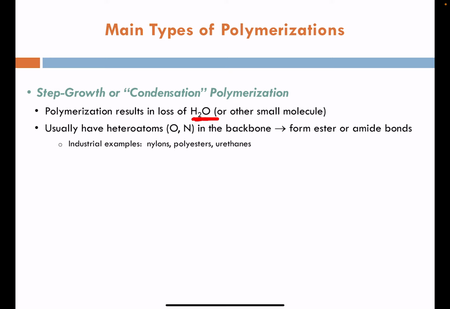What we usually see here is, in order to have the reactivity to eliminate small molecules like those listed, we tend to have heteroatoms, that is to say oxygen or nitrogen, in the backbone, as these give us the required reactive groups, such as amines, alcohols, carboxylic acids, to form groups like esters or amides to build up our polymer by way of eliminating components of those functional groups that have those heteroatoms.